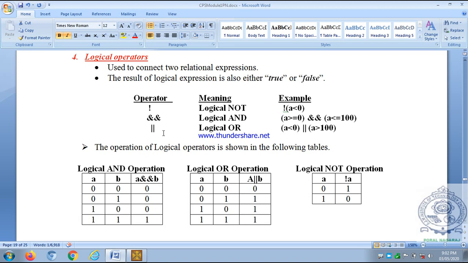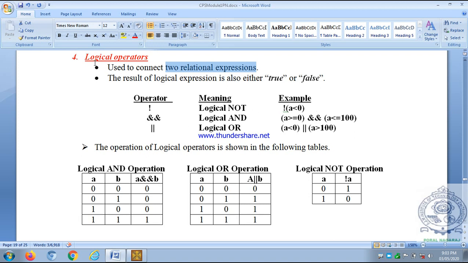Suppose two or more relational expressions have to be combined, we use a kind of operator we call logical operators. Why are logical operators used? They are used to connect two relational expressions. For example, x is greater than y is a relational expression, and x is not equal to y is a relational expression. If two relational expressions are combined by an operator, that operator is a logical operator. The result of that logical expression becomes either true or false.